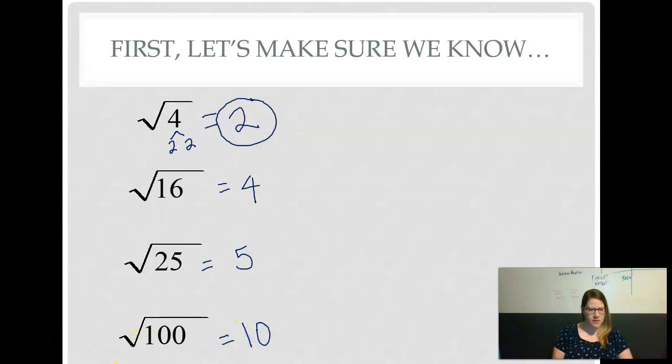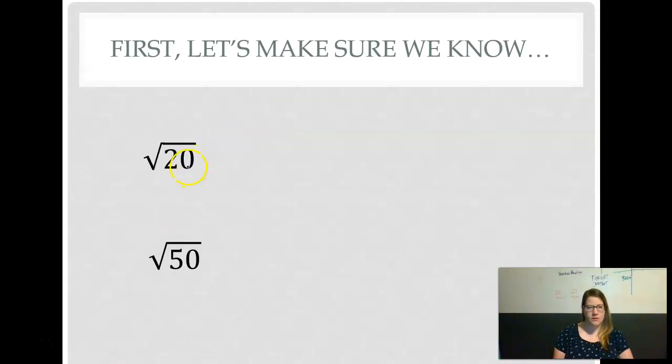So let's just remind ourselves what happens when it's not a perfect square that we have under the square root. So the square root of 20 is not a perfect square. There's no number that I multiply by itself to give me 20. So in this case, I have to break that down. I could start anywhere, any two numbers that multiply to 20. So I'm going to go with 2 times 10.